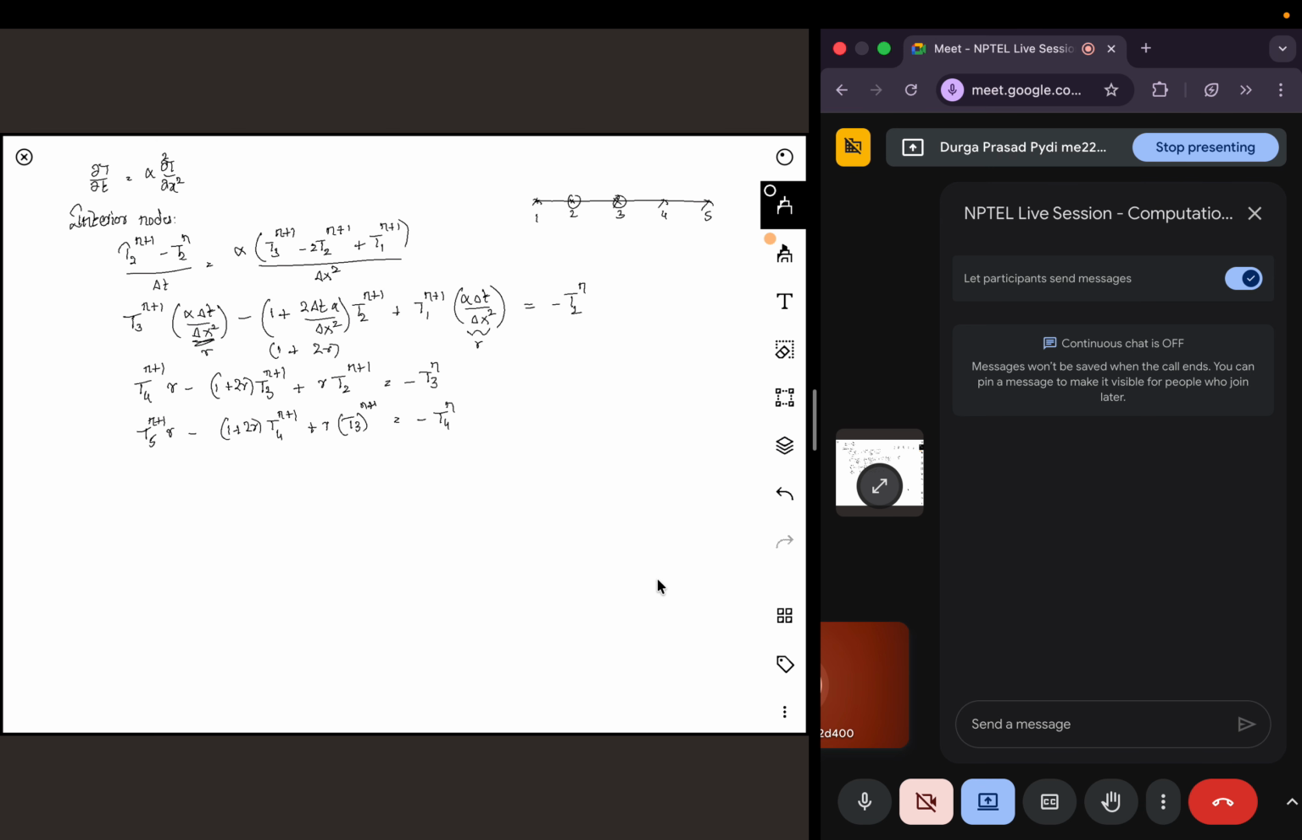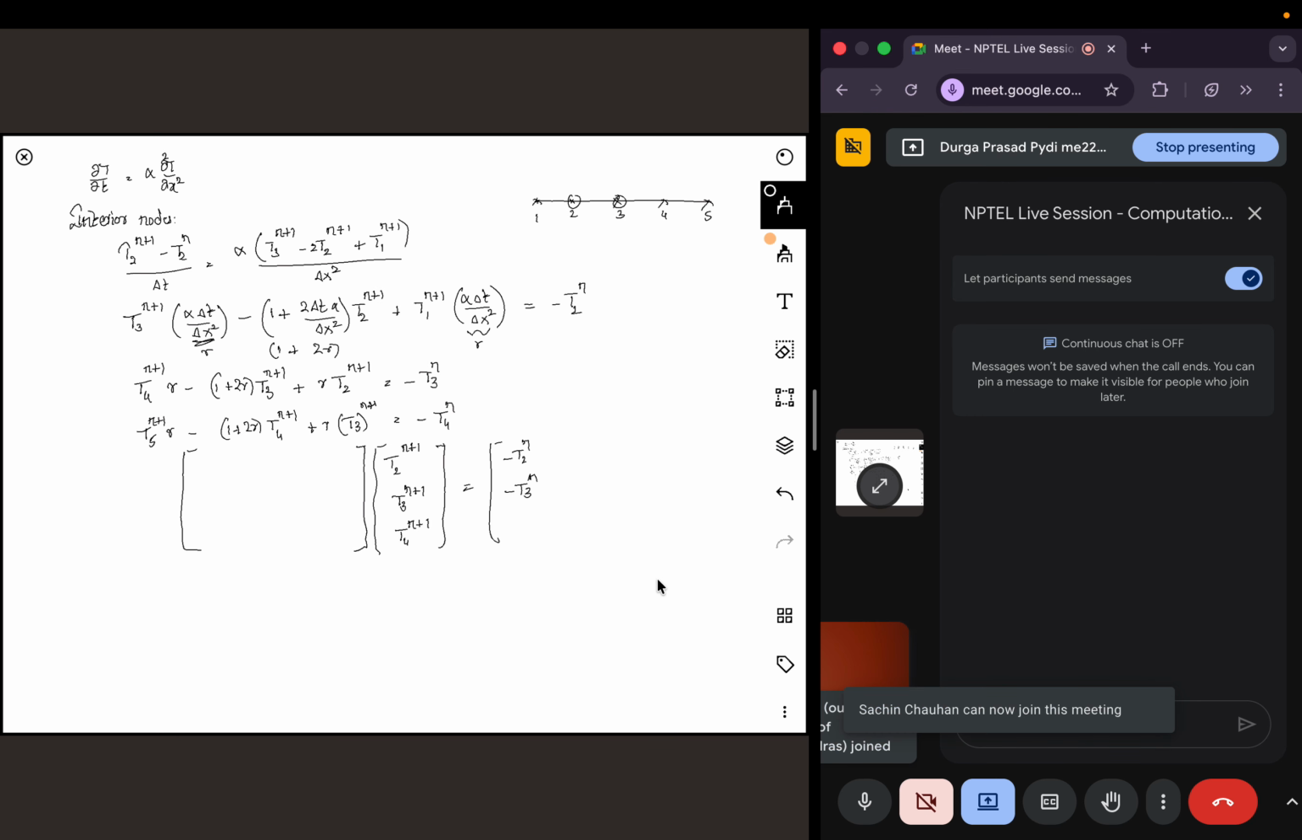So if you were to club all these equations together into one matrix form with the values as T2, T3 n plus 1, T4 n plus 1, and if I were to take the coefficients together, the RHS for the first equation is minus T2 n, minus T3 n, minus T4 n.